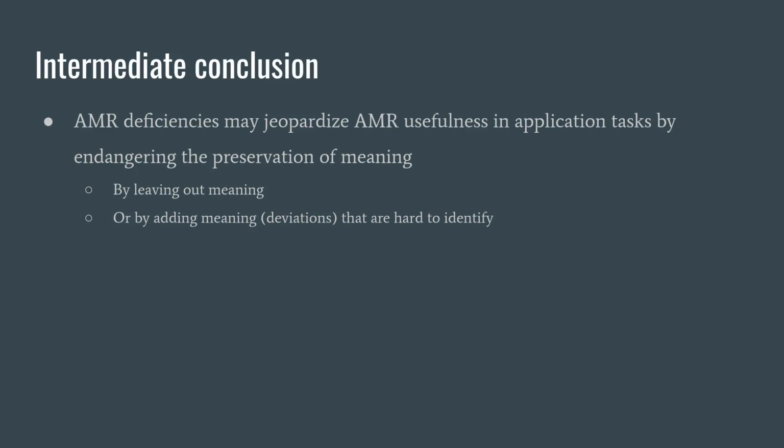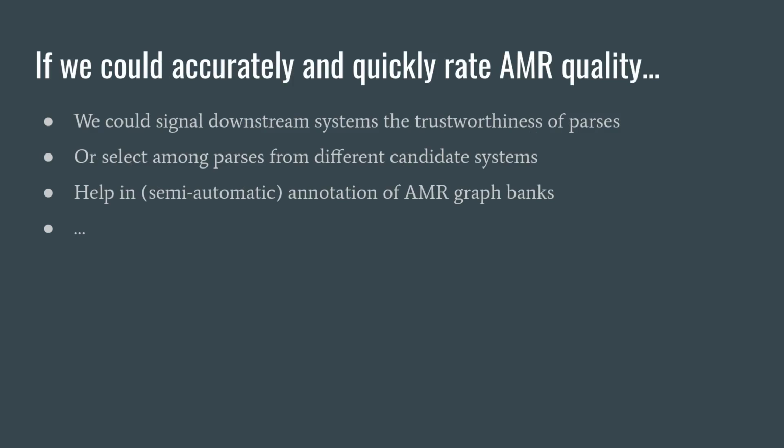AMR deficiencies may jeopardize AMR usefulness in application tasks by endangering the preservation of meaning, for example by leaving out meaning or by adding meaning deviations that are hard to identify. But if we could accurately and quickly rate AMR quality with automatic systems, we believe that we could signal downstream task systems the trustworthiness of parsers.